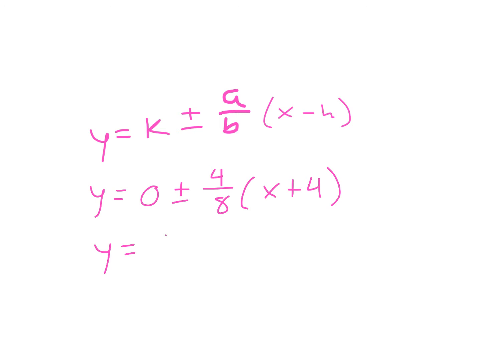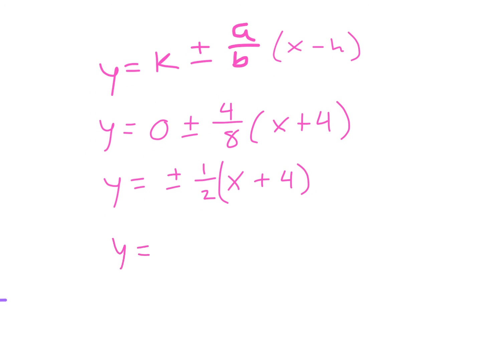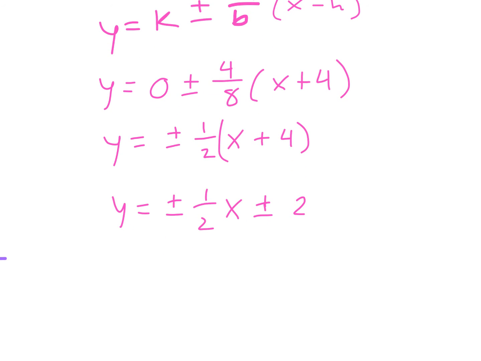So this would be y is equal to plus or minus 1/2 times x plus 4, which I can simplify a little bit. Y is equal to plus or minus 1/2 x plus or minus 4 over 2, which would be just 2. If you separated it into two different asymptotes, you would have y is equal to the positive one, 1/2 x plus 2, and then the negative, y is equal to -1/2 x minus 2.